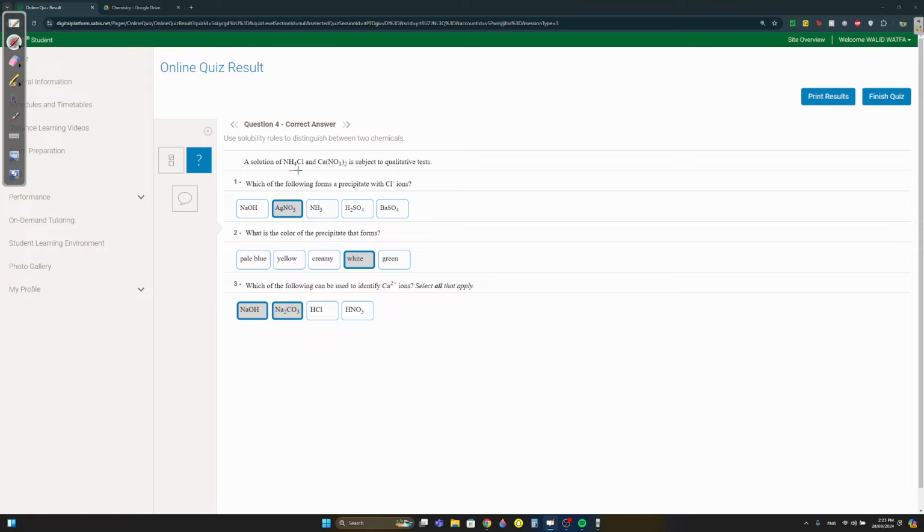Question 4, you have ammonium chloride and calcium nitrate. Which of the following would precipitate with Cl-? Again, what's the test for Cl-? It's always AgNO3, and you would get a white precipitate. Very easy. Now, for Ca2+.